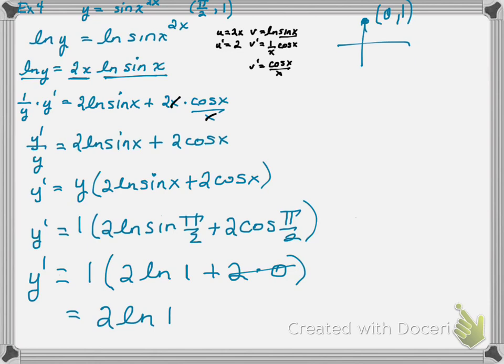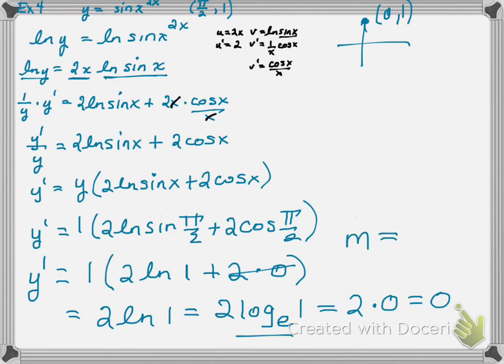Now if you think about it, ln is really a log base e. So what power would you put on an e to get a 1? That power would be 0, because e to the 0 is 1. All right, so all this comes out to be 0, and I've got 2 times 0, which is 0. So that tells me that my slope is 0.